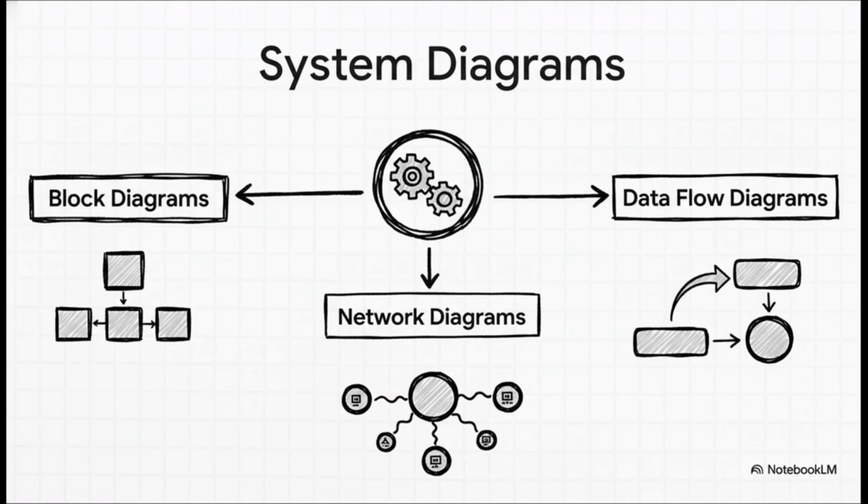Now, system diagram isn't some one-size-fits-all thing. Nope. Depending on what you're trying to figure out, you'll use a different kind of map. We're going to look at 3 of the most common ones you'll see out there: block diagrams, network diagrams, and data flow diagrams. Each one gives you a totally unique and really important perspective.